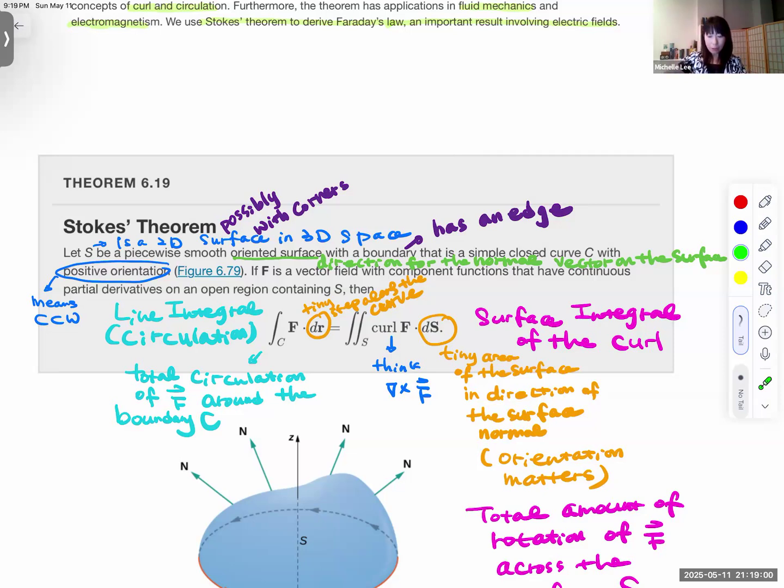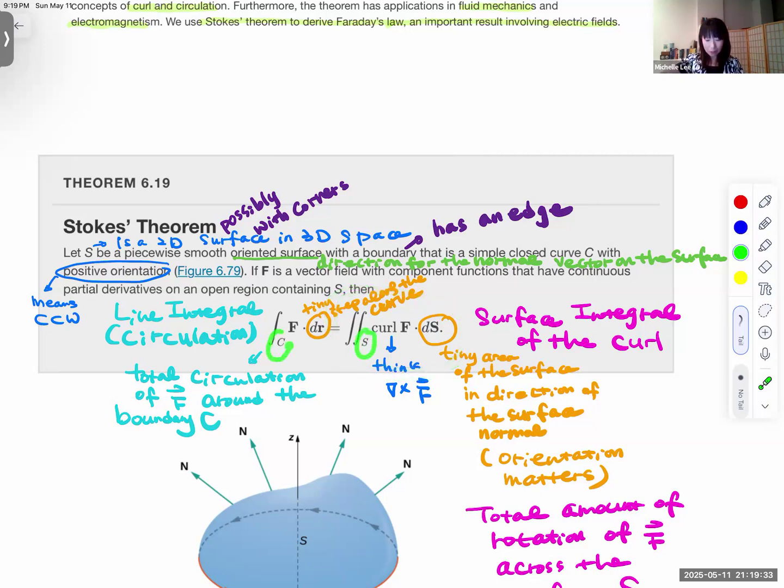And if we have a vector field F with component functions that have continuous partial derivatives on an open region containing S, then we have this line integral formula, right? We had that previously. Now this is the Stokes theorem formula. So let's take a look.